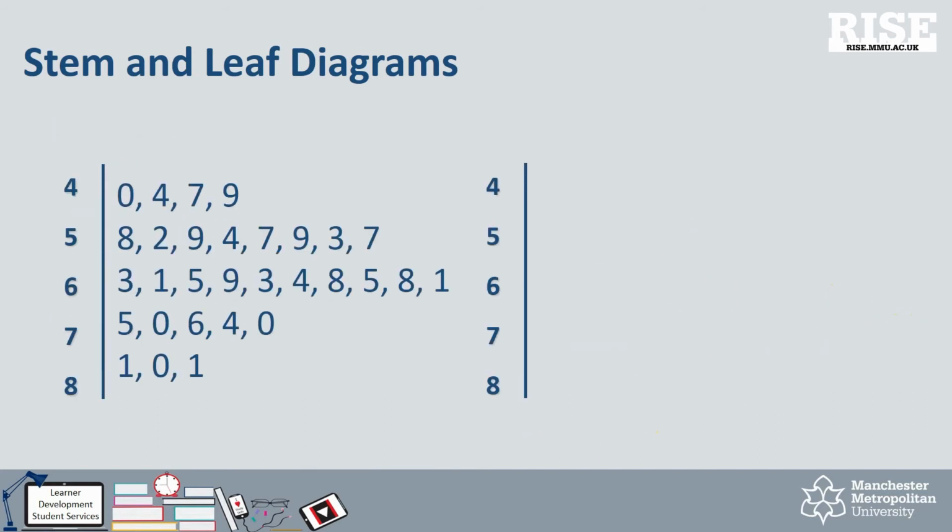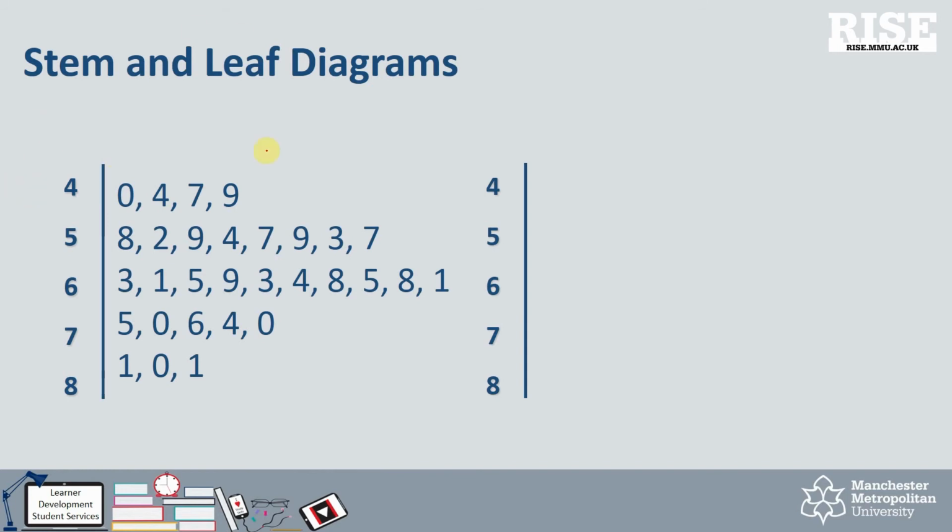Here's my stem and leaf diagram that I've got. You may remember before I said it's common to write the leaves in order, but it can get a bit tricky to try and put them in the table first of all and order them at the same time. So I always start with an unordered version, and then I do my final diagram where I order the leaves.